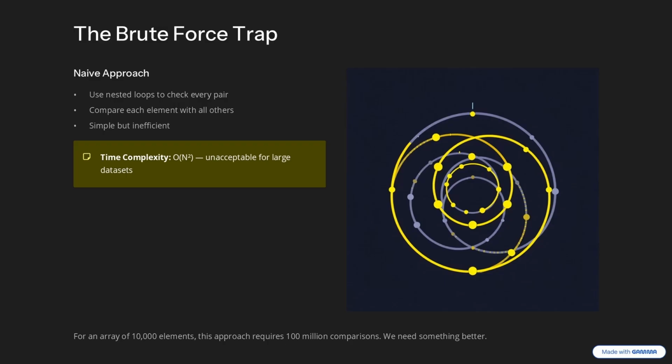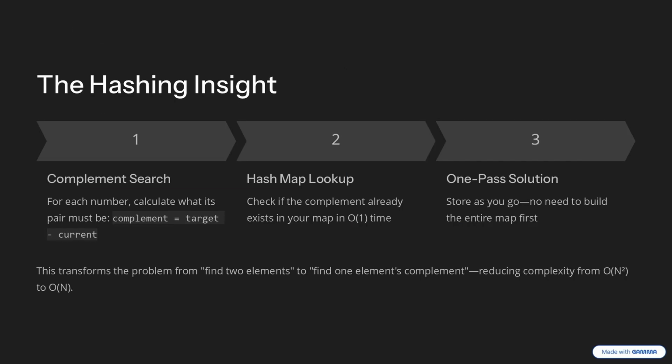The brute force approach uses two loops. We check every possible pair. This takes n-squared time. For large inputs, this is too slow, and interviewers expect better. Here is the key insight. For every number, we ask a simple question: have we already seen target minus the current number? If yes, we are done. If no, we store the current number. This turns the problem into a single pass.